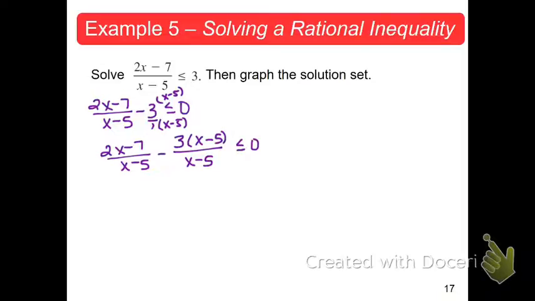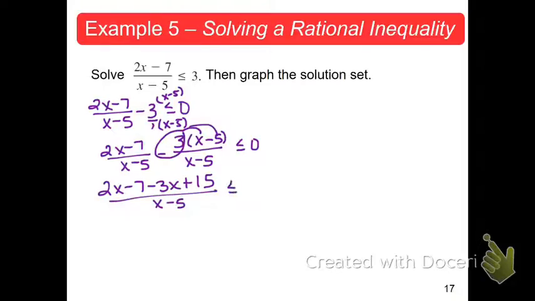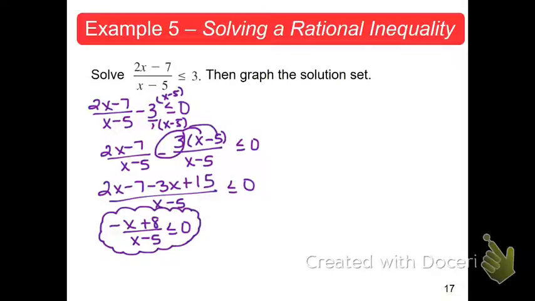So then we can put it together as one fraction. I'm going to distribute that negative 3 and put it all over the common denominator. So we have 2x minus 7 minus 3x plus 15 all over x minus 5, which is still less than or equal to 0. Combine your like terms in your numerator, so you get negative x plus 8 all over x minus 5 less than or equal to 0. So here is going to be our inequality that we're going to use for the rest of this problem.